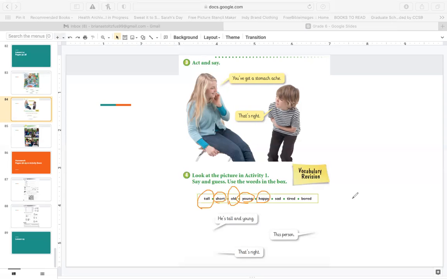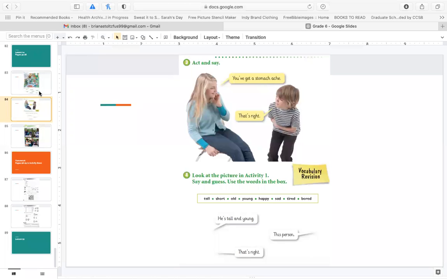Happy, of course this is happy, or sad. Tired, tired means you want to sleep, tired. Bored, bored. Bored means you have nothing to do. Repeat after me. Tall, short, old, young, happy, sad, tired, bored.